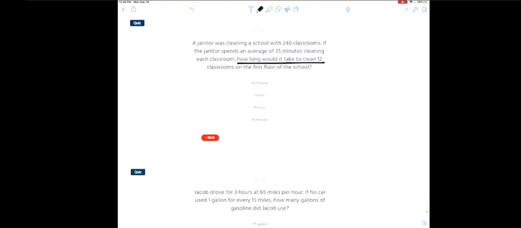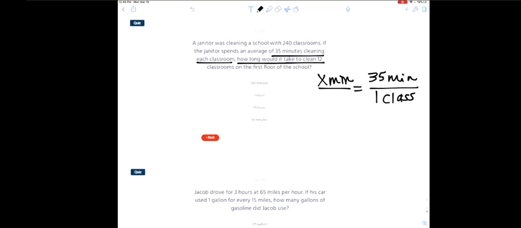And what is our rate? It says 35 minutes per classroom. So let's set up our fraction. We already have a rate, so let's set up our fraction. 35 minutes for one class. So if it's asking how long, let's call it X minutes. How many classrooms? To clean 12 classrooms. 12 classrooms. What is this 240? This is telling us how many are in the entire school.